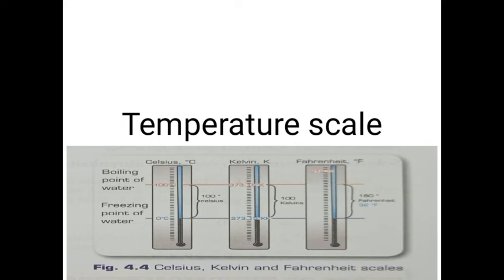Number 3 is Fahrenheit temperature scale. Fahrenheit temperature scale was invented by Daniel Gabriel Fahrenheit in 1714. It is denoted by degree Fahrenheit. Fahrenheit thermometer has 180 equal parts. Freezing point of water is depicted as 32 degree Fahrenheit and the boiling point of water as 212 degree Fahrenheit on it. The difference between the two extreme points is divided into 180 degrees.